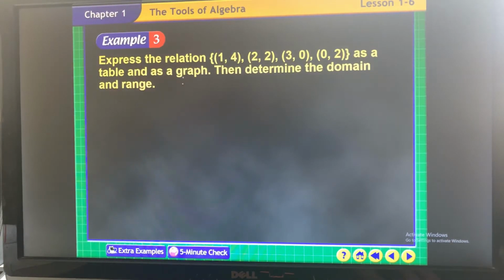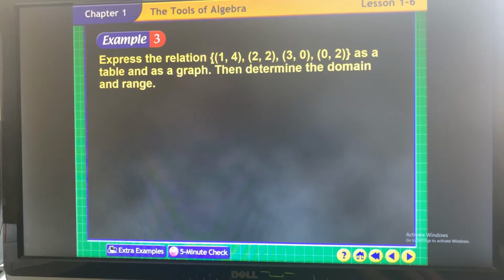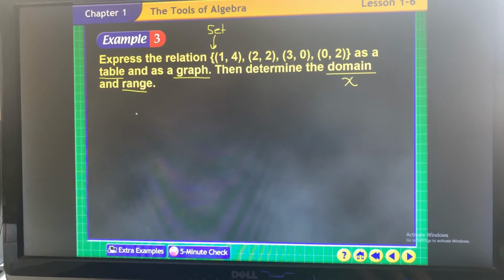Okay, express the relation. So let's talk about a couple of things. These brackets right here refer to a set. It usually contains information. This is a set of ordered pairs. You want to know if there's a relationship, okay? You're going to express it as a table and a graph, and then consider the domain and the range. So let's get some things down. Domain refers to your X values, range refers to your Y values.